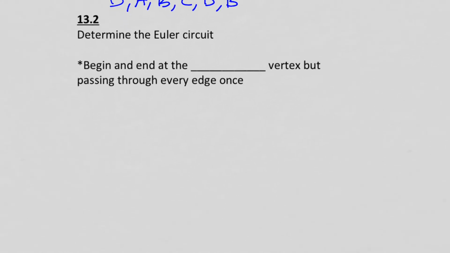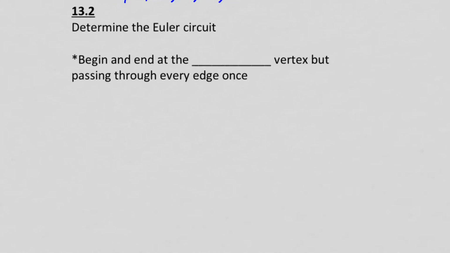13.2 was the Euler circuit. Basically, that is beginning and ending at the same vertex, but passing through every edge once.